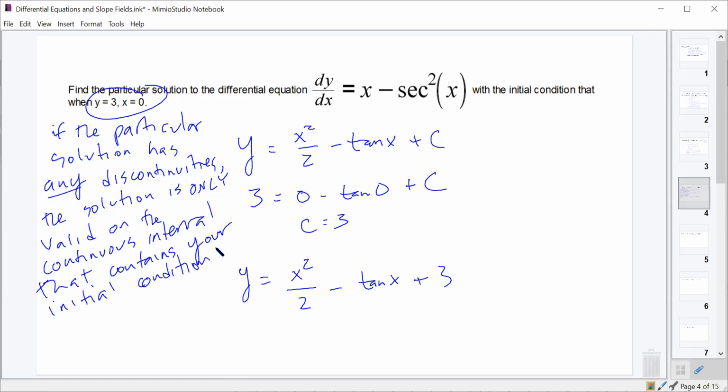Anytime your particular solution, this is only true about particular solutions, not general solutions like the first one we did, has any discontinuities, your solution is only valid on the continuous interval that includes your initial condition. So we just said x cannot be negative 3 pi over 2, negative pi over 2, pi over 2, 3 pi over 2, and so on, both directions, right? So where does x equals 0 fall in between two sets of asymptotes, or in between a set of asymptotes?